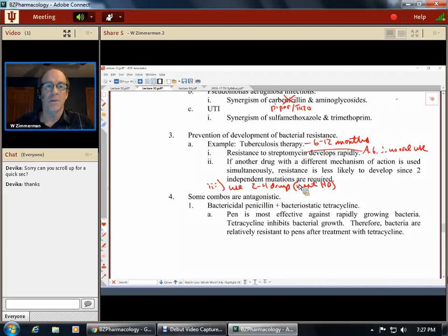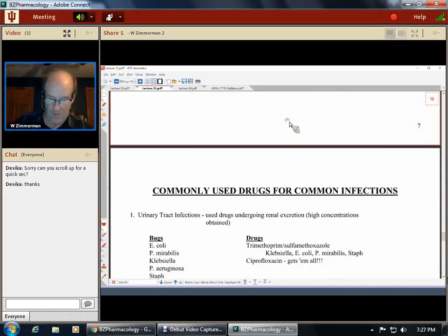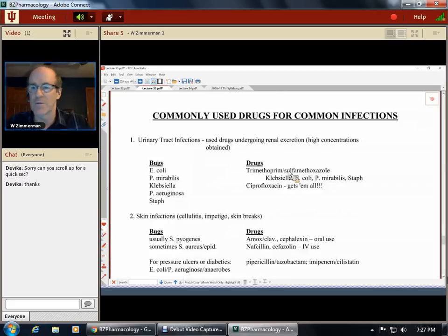Last thing though, as I mentioned, some combos actually fight each other, and a penicillin and a tetracycline, something that's bacteriostatic, won't work well. Okay, you guys sometimes frown at this, and I sometimes get questions like, do I really have to know this, Dr. Z? And it's like, you guys, this is where the rubber meets the road. If I was rounding with an infectious disease doctor, an internal medicine doctor, I'd know this stuff, because they're going to be asking it of you, and it's just too useful.